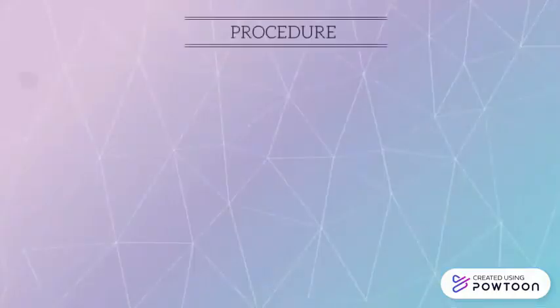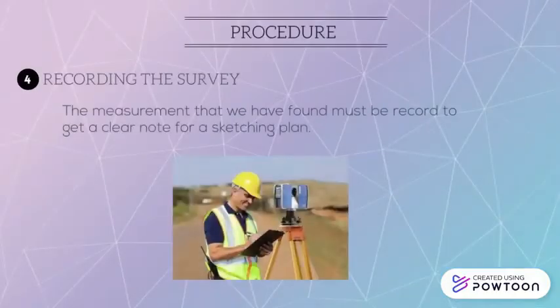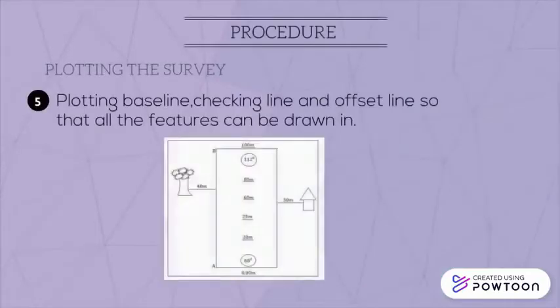The next procedure is recording the survey. The measurements that we have found must be recorded to get a clear note for a sketching plan. 5. Plotting the survey. Plot the chain line, city line and offset line so that all the features can be tracked.